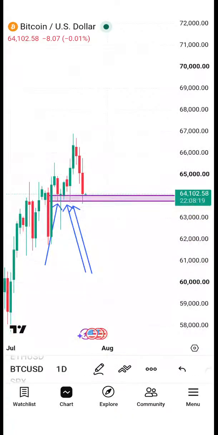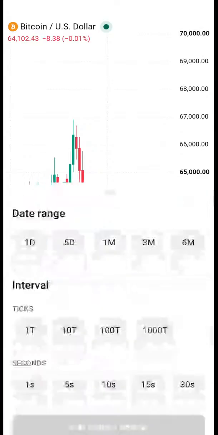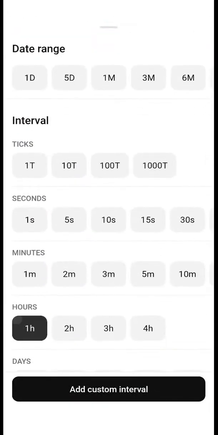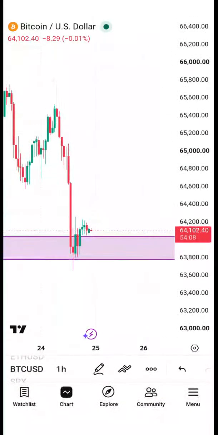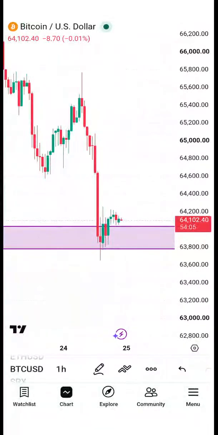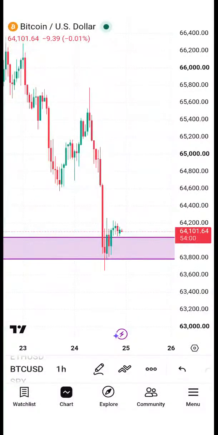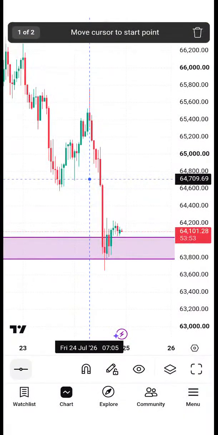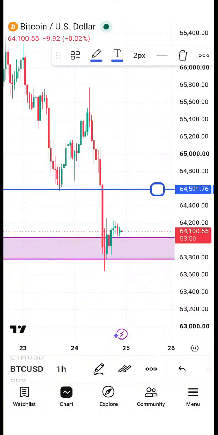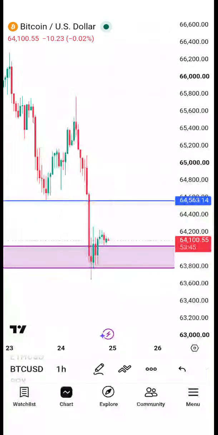So let's switch to the 1 hour time frame and see what it is showing us. In the 1 hour time frame, see the last low that has been taken out. It's this one. With this low that has been taken out, price broke below.